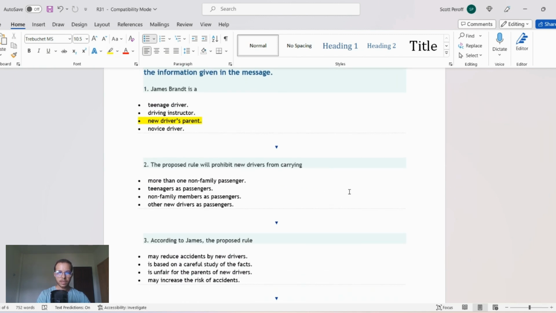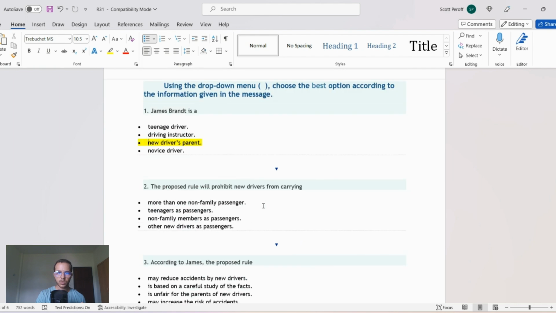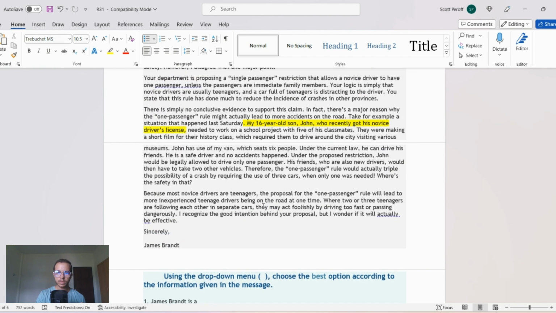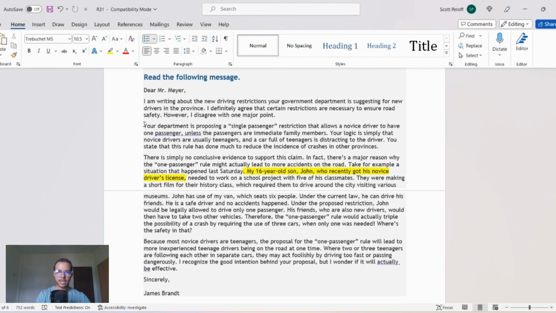Question 2. The proposed rule will prohibit new drivers from carrying more than one non-family member, teenagers as passengers, non-family members as passengers, or other new drivers as passengers. Okay, so we're looking for the new rules. This sentence gives us the answer. Again, I'm skim reading. You may need to take a few minutes to read at your own pace.